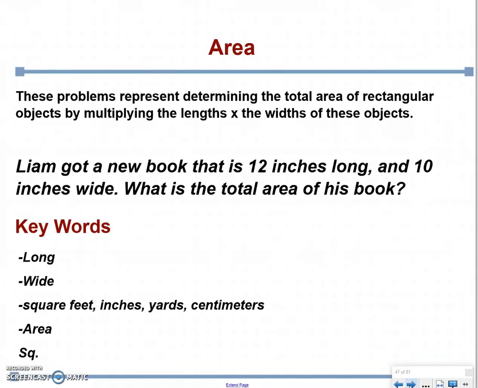Here's an example of an area story problem. Liam got a new book that is 12 inches long and 10 inches wide. What is the total area of his book? Keywords in this problem would be long and wide, because we know area is length times width. Other keywords could be square inches or square feet or square yards or square centimeters. In this particular problem, inches is a keyword, and so is total area. And of course, if it's asking you about square units of some kind, then you know it's talking about an area problem.